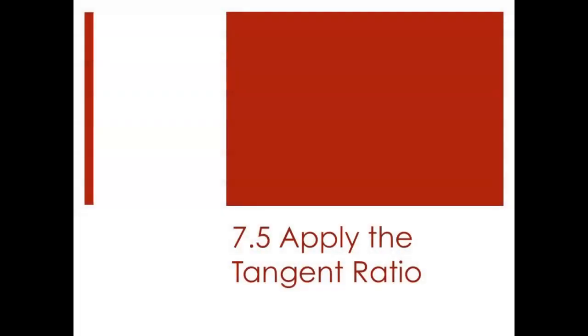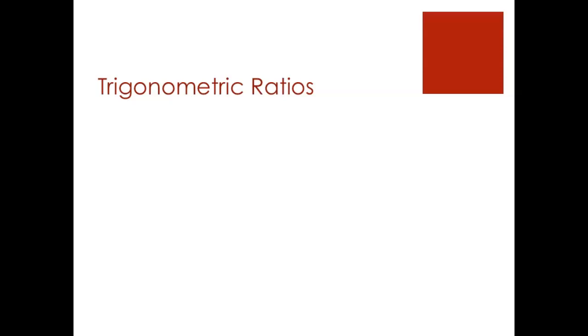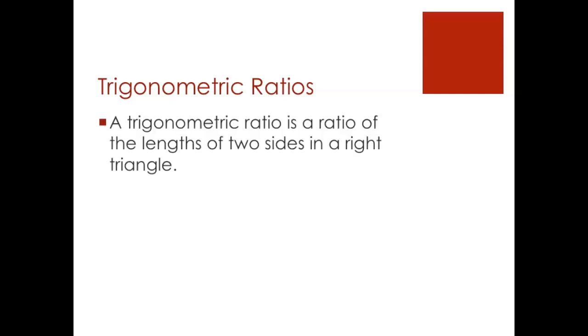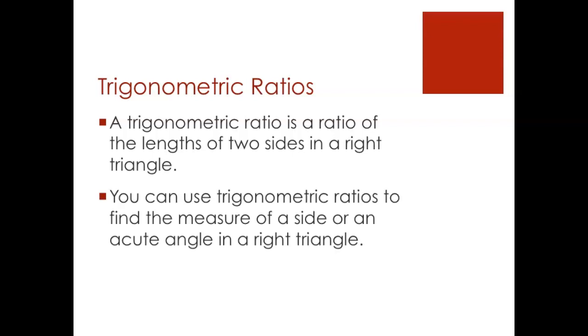Today, as we continue our study in right triangles, we're actually going to get into a study of mathematics called trigonometry. So we are going to talk about specifically the tangent ratio. So what is trigonometry? What is a trigonometric ratio? A trigonometric ratio is a ratio of the lengths of two sides in a right triangle. Now you can use trigonometric ratios to find the measure of a side or an acute angle in a right triangle.